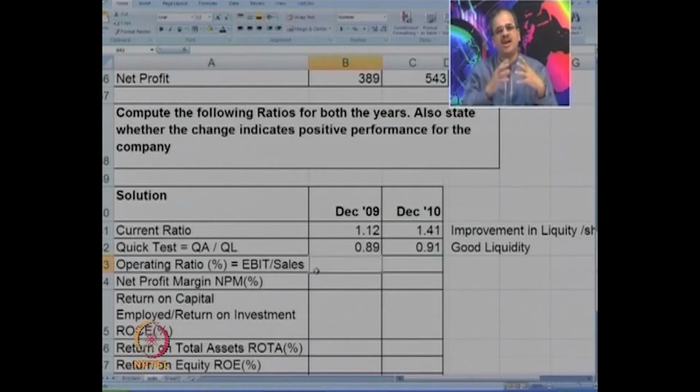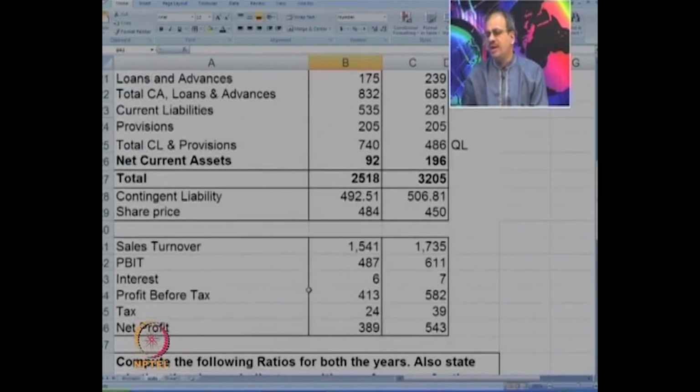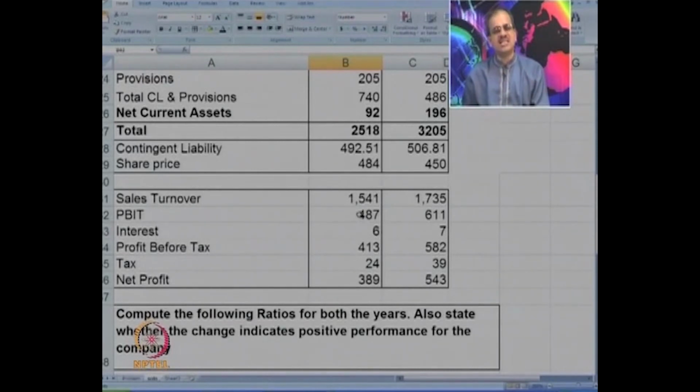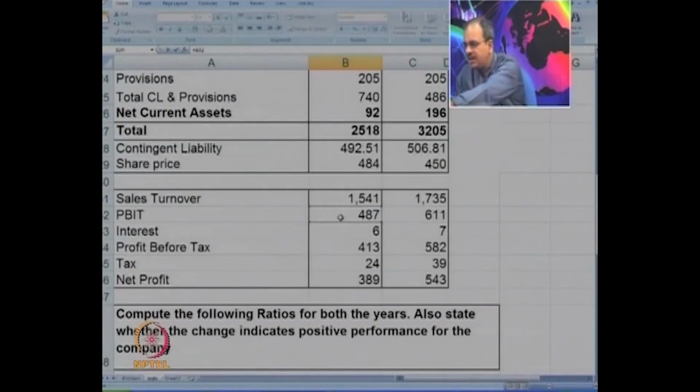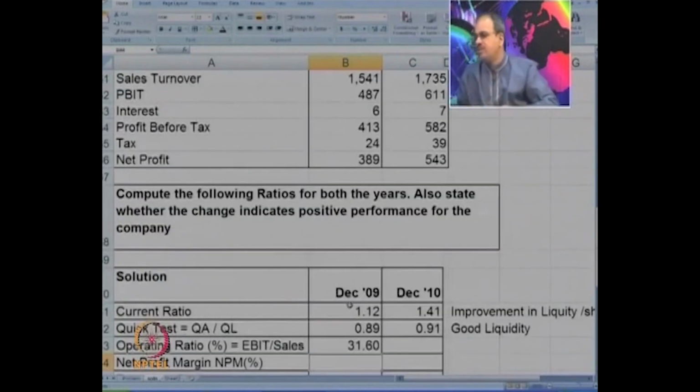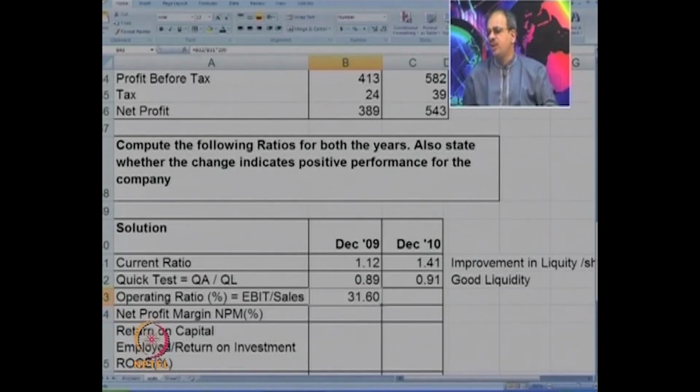So, we are essentially trying to find what percentage of profit is available on the sales generated. Look at the profitability indicators. We see that PBIT is 487 and sales turnover is 1541. So, we will divide PBIT upon sales, and generally we multiply it by 100 because we want it in percentage terms. So, we get 31.6. What does it show? It is a good position, the company is earning a good amount of profit on its revenues.